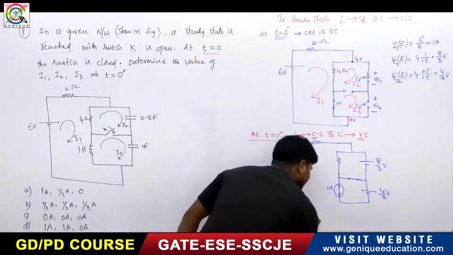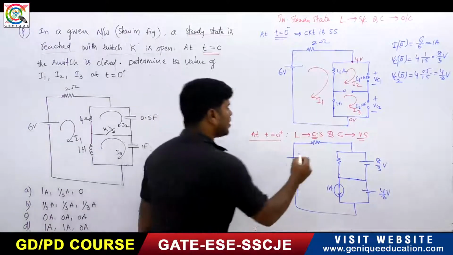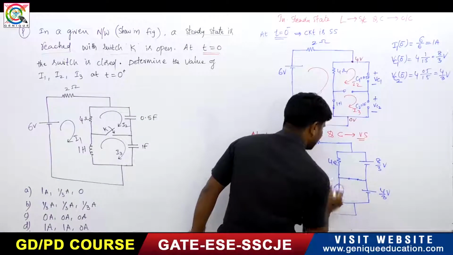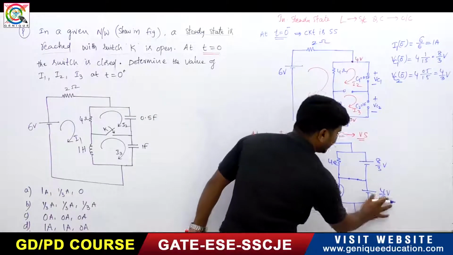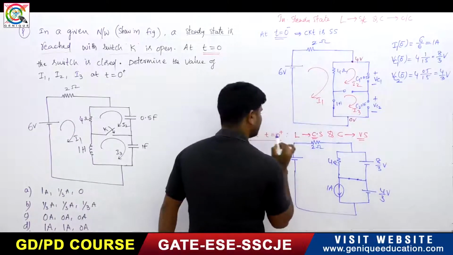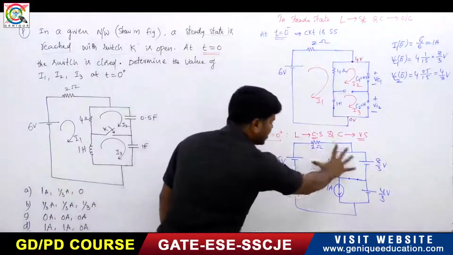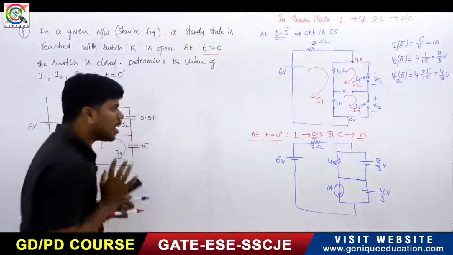Now this is the thing. This is 4 ohms. It is a 1 ampere source, 8 by 3 volts, 4 by 3 volts. This is 2 ohms. It is 6 volts. Okay, now I have drawn the circuit at t equals 0 plus. This is the circuit. Now what do we have to find?